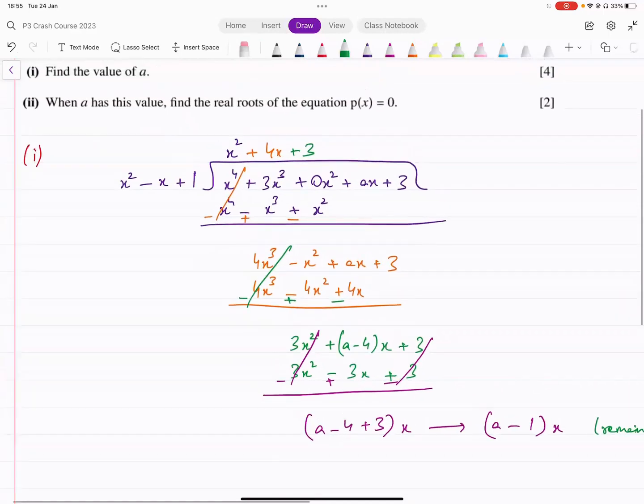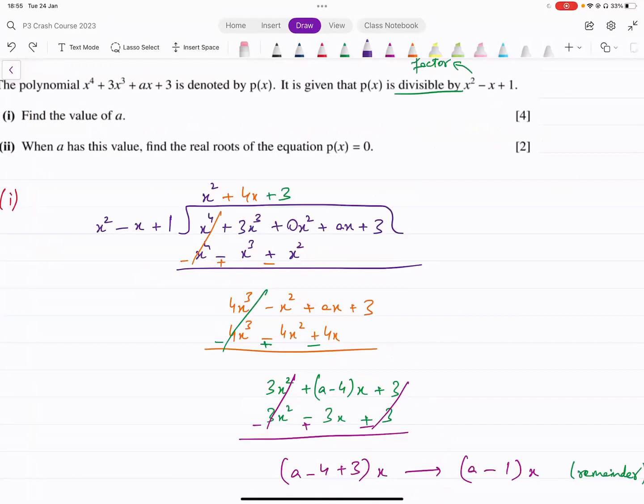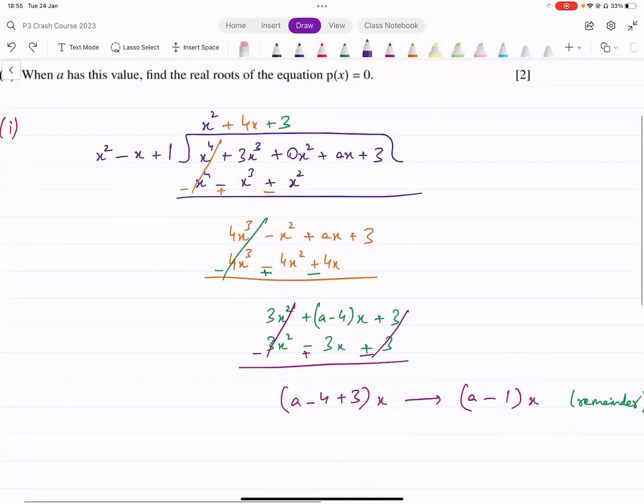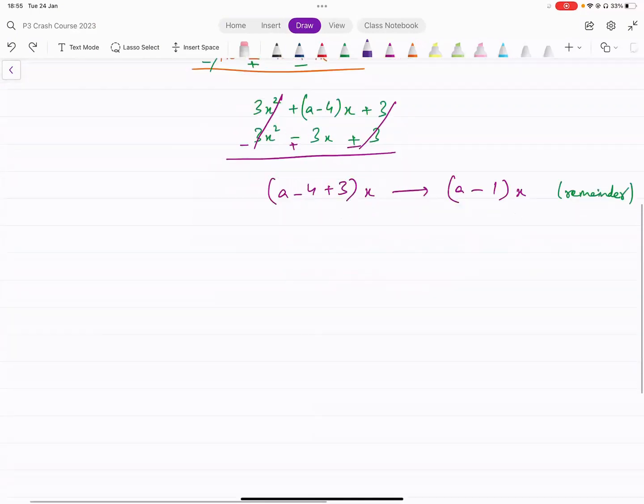Now, since x squared minus x plus 1 was a factor, this remainder has to equal 0. It's necessary for this remainder to be equal to 0. So that's what we do then. We put this remainder equal to 0. That gives us a minus 1 whole times x equals 0, and that gives us a minus 1 equal to 0. A equals 1 here. That's the value of a that we get.